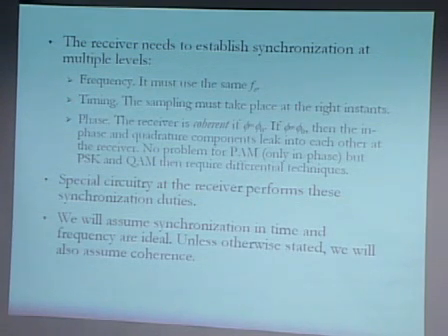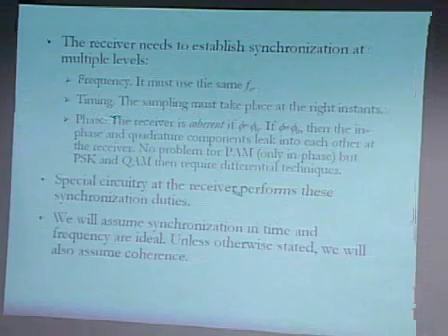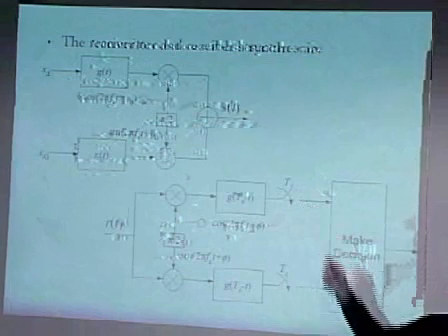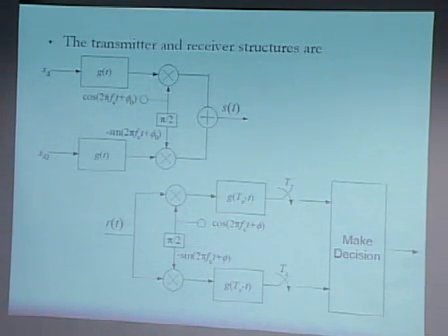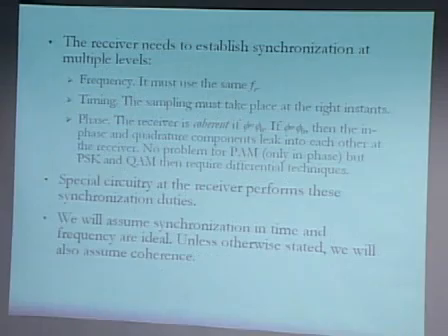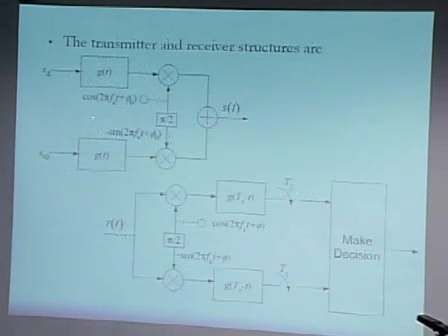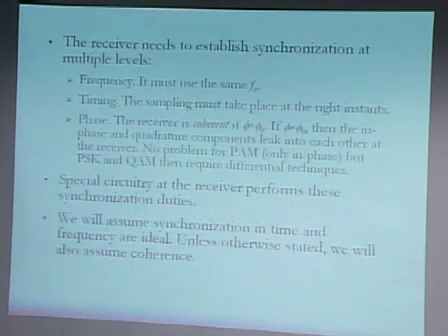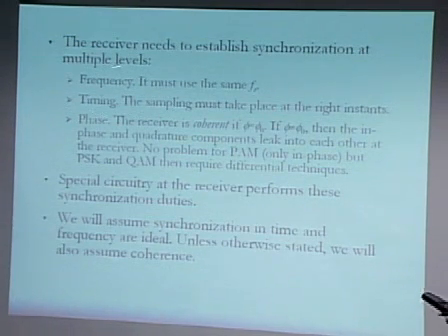Then the receiver also needs to establish synchronization in terms of timing, because this guy has to sample at the right instant. And we'll see more on that coming up. And then finally, we also need to establish synchronization in terms of phase. So whatever phase phi sub 0 this cosine has, we have to recover it over here, and have the same cosine with the same frequency and phase. We don't have to do this, but these two are mandatory, frequency and timing. Phase is optional, but it's desirable.